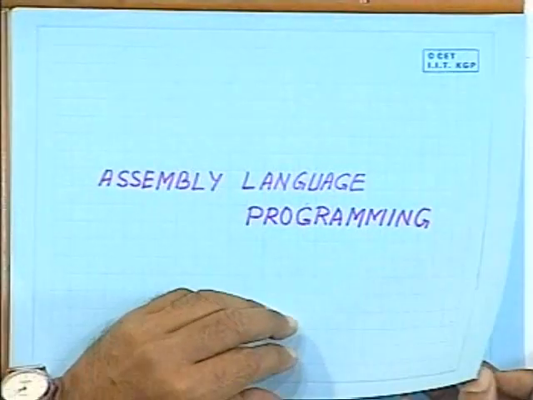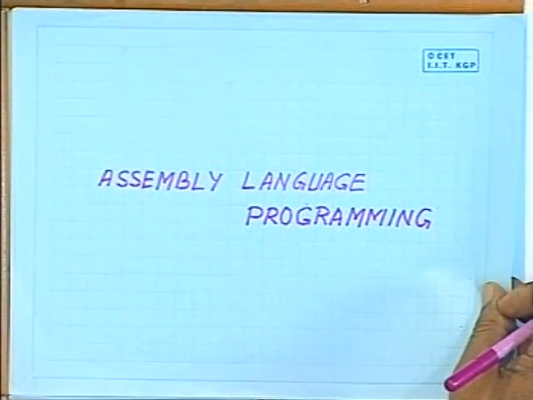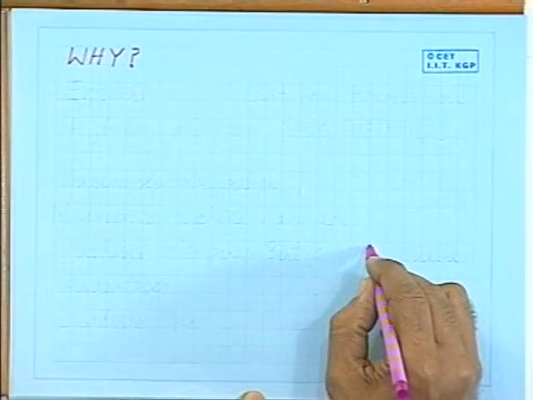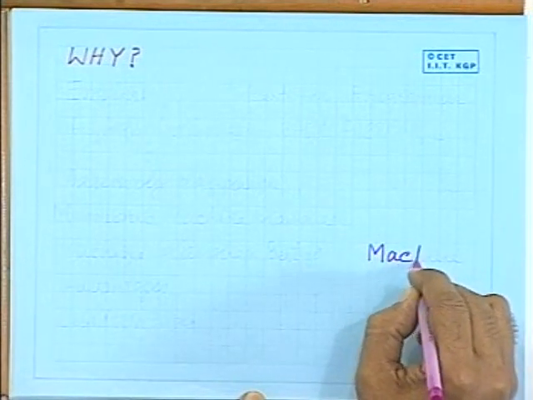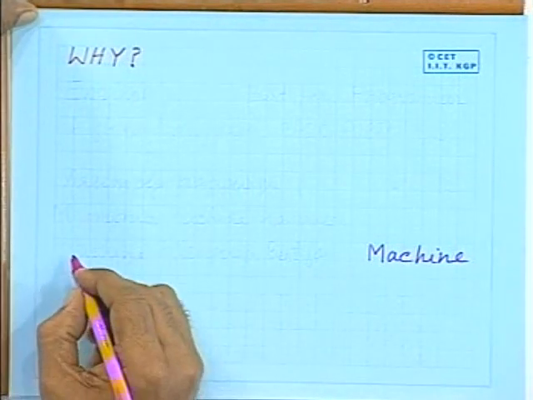You may be asking, why assembly language programming and what is it? Let us discuss the first question, why. As you know, the machine that you are using, the microprocessor, is nothing but a machine. That machine understands only machine language.